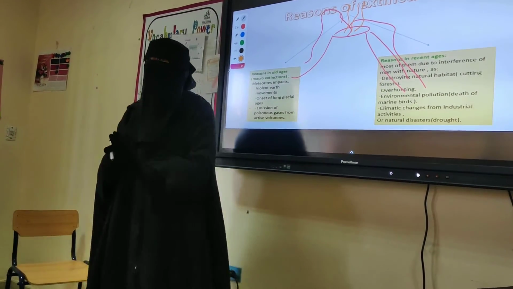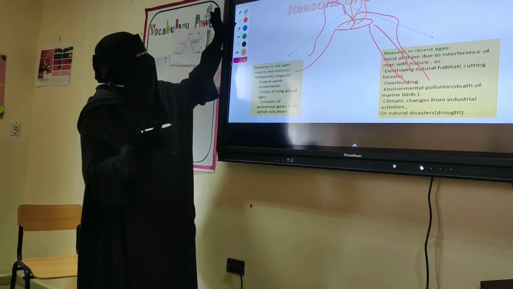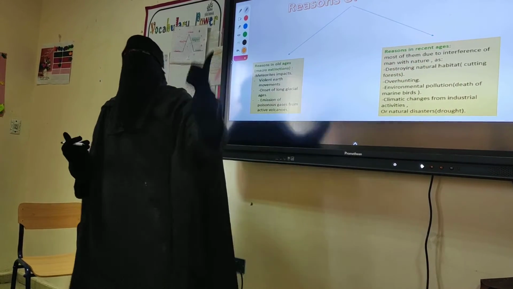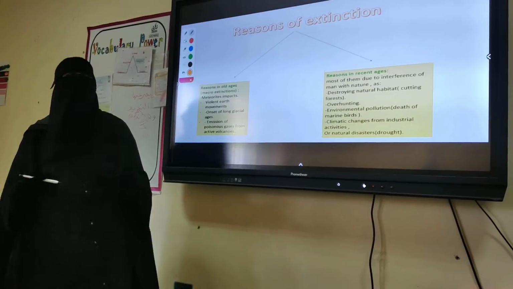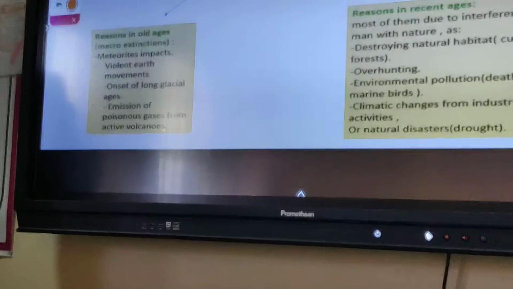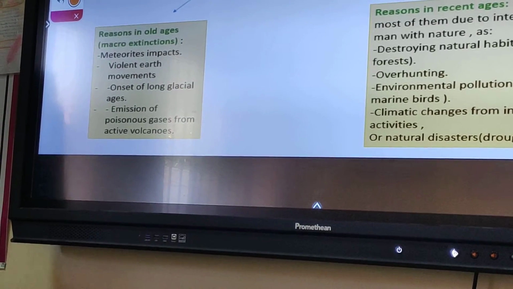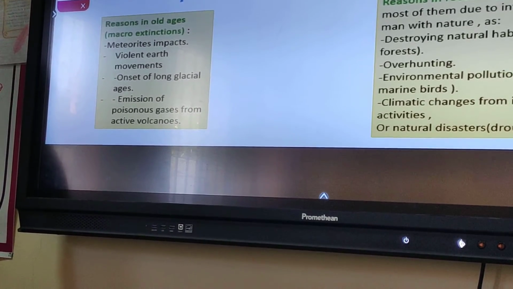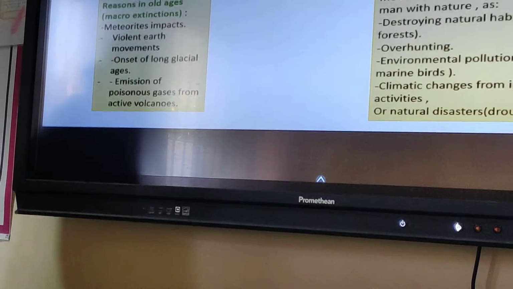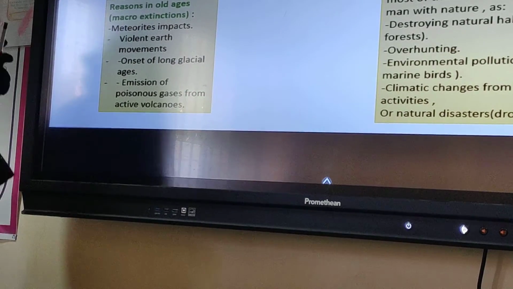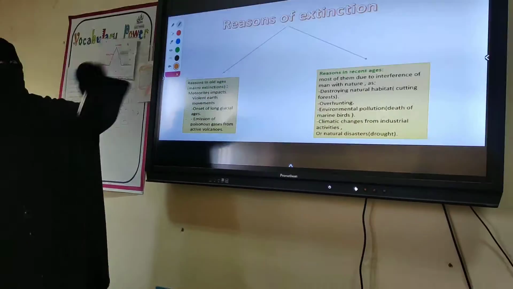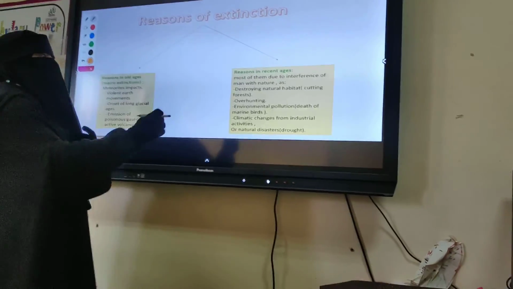Poisonous. Clear? These are the macro extinction reasons. So, back again: meteorite impact, violent earthquakes, long glacial ages, and emission of poisonous gases from volcanoes. Reasons in recent ages, as we've mentioned, this is due to what?